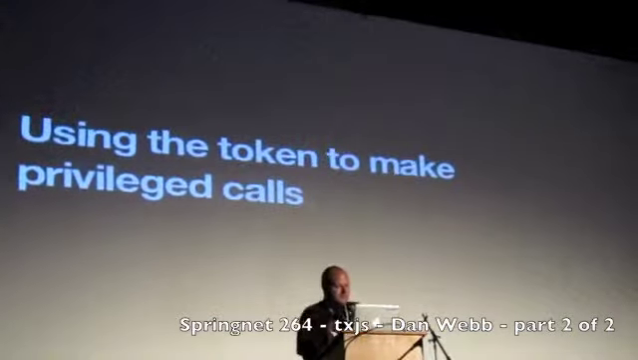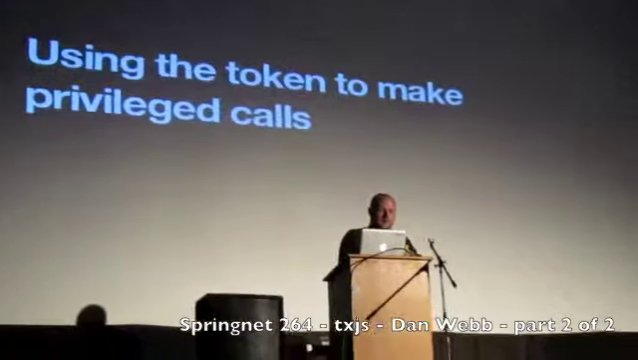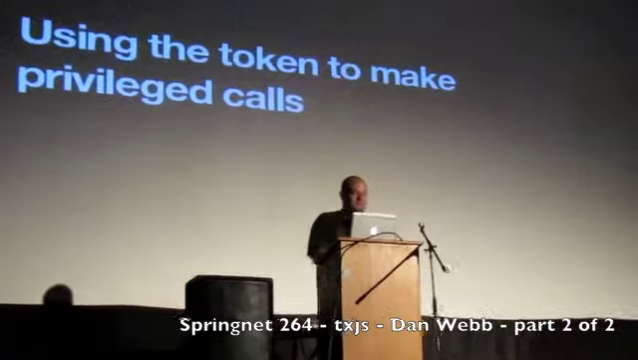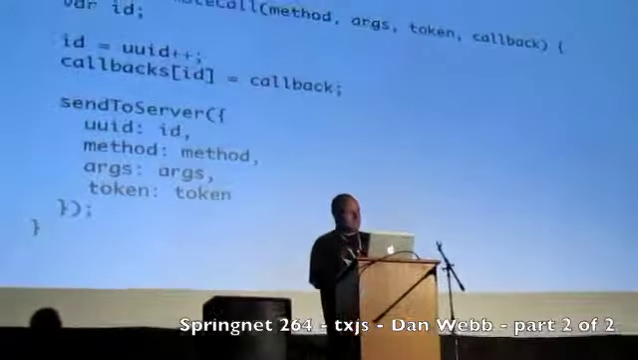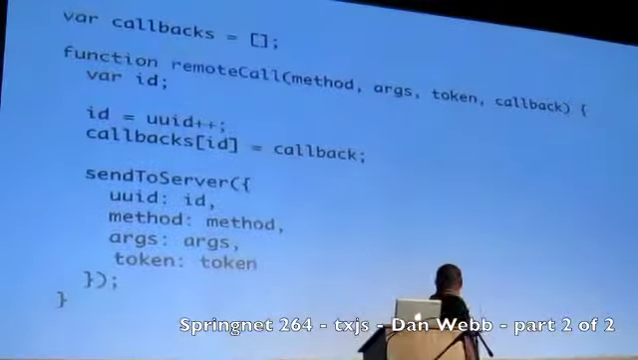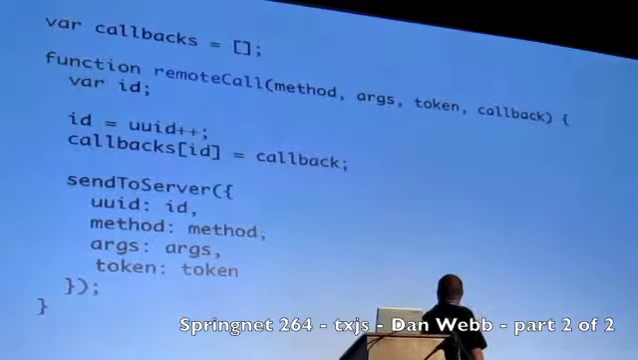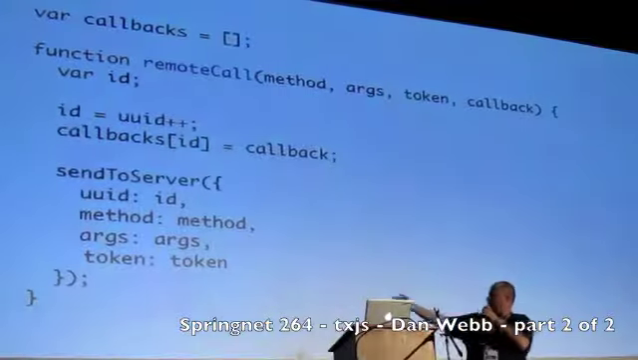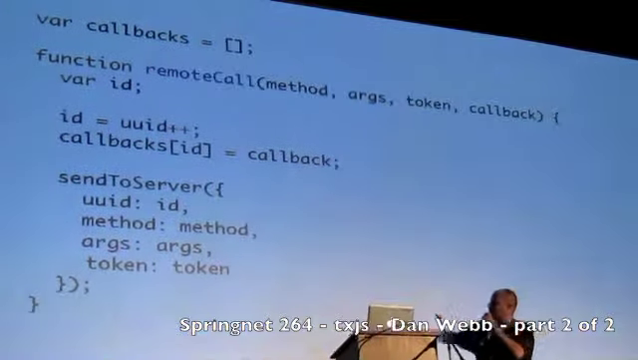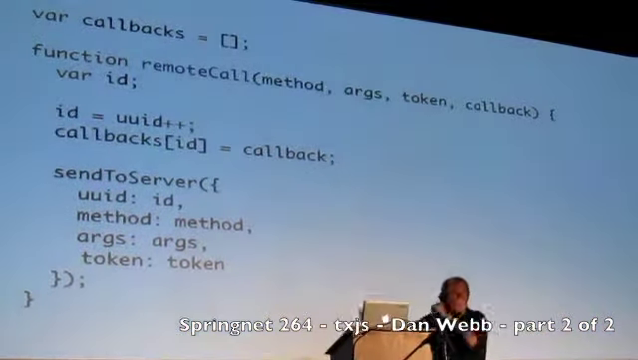So we've got the token. How do we use that to actually make privileged calls to the API? We're looking at our remote call again, which we saw before. The only addition is that as well as the method and the arguments, we now send the token.